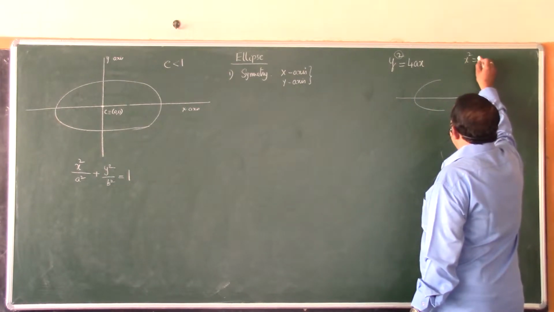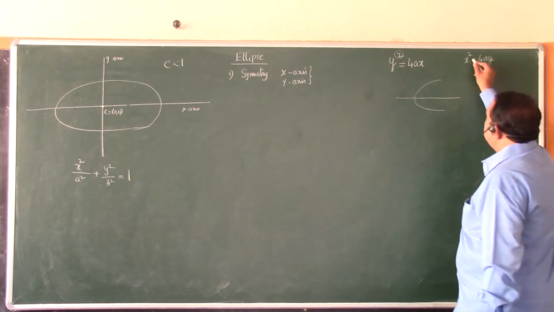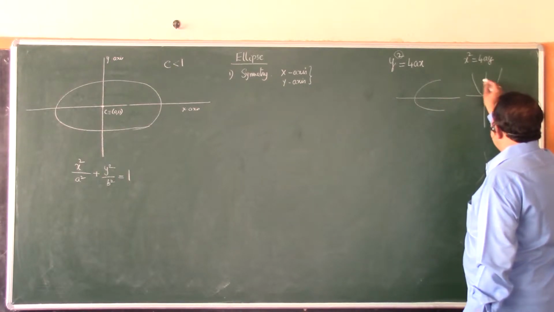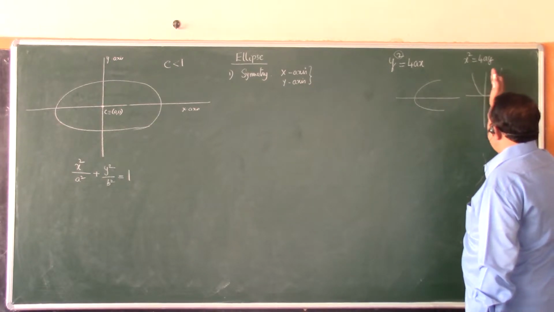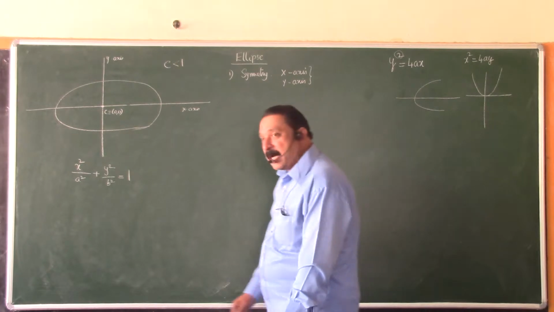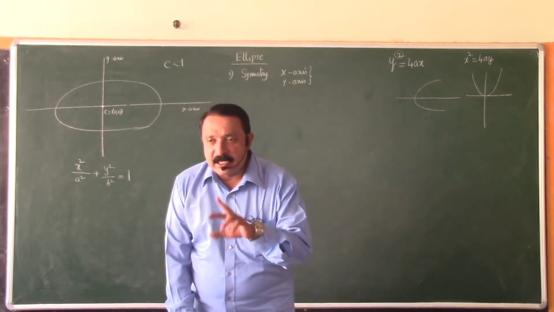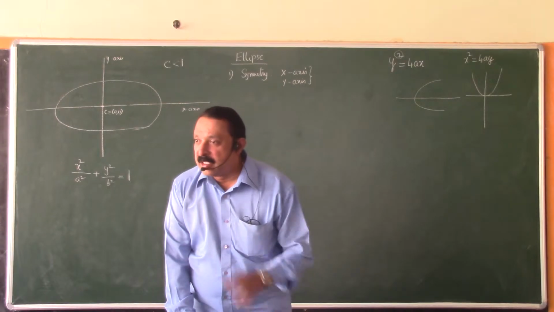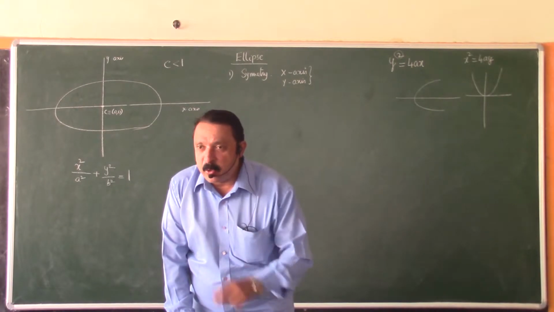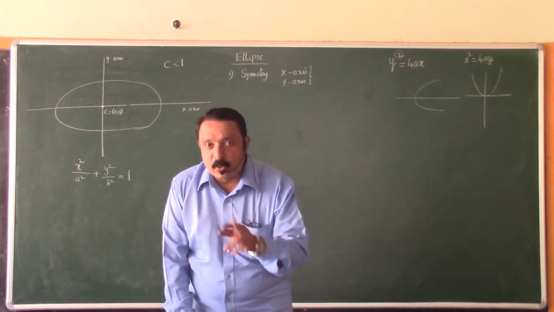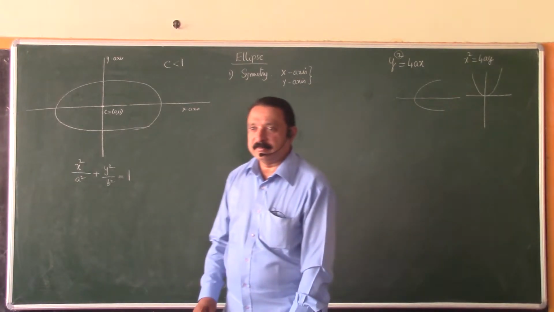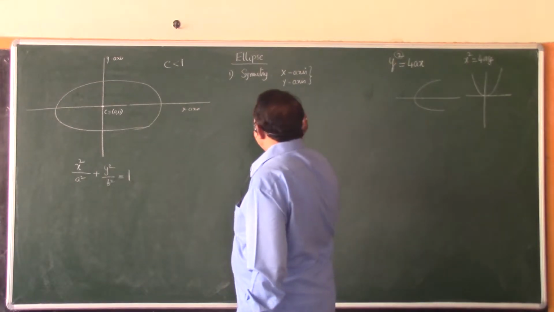For the parabola x square equals 4ay, x is in second degree. Now we say that the parabola is symmetrical about the y-axis. That means the y-axis is dividing the parabola into two equal parts. It causes symmetry. So if y appears in second degree, then the curve is symmetrical about the x-axis. If x appears in second degree, then the curve is symmetrical about the y-axis. If both x and y are in second degree, then the curve is symmetrical about both the axes. This is the information that you should know.